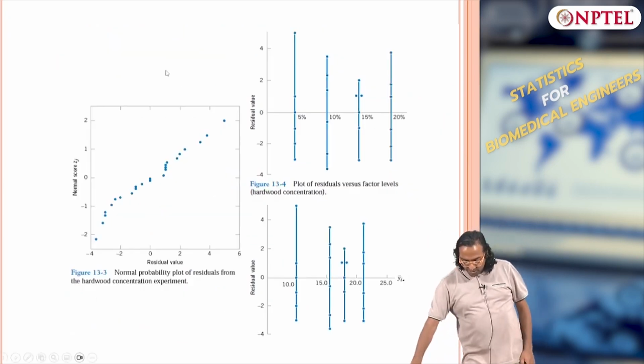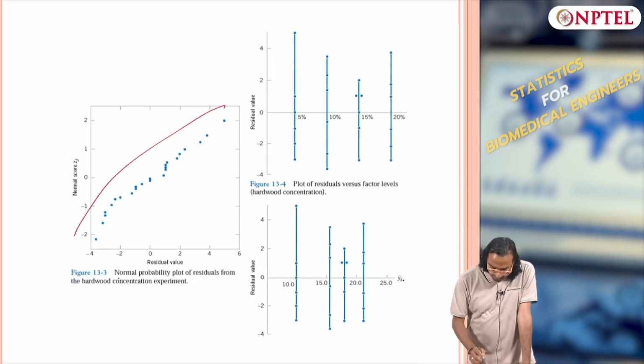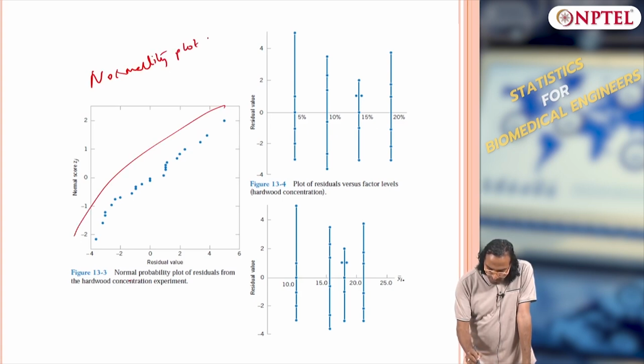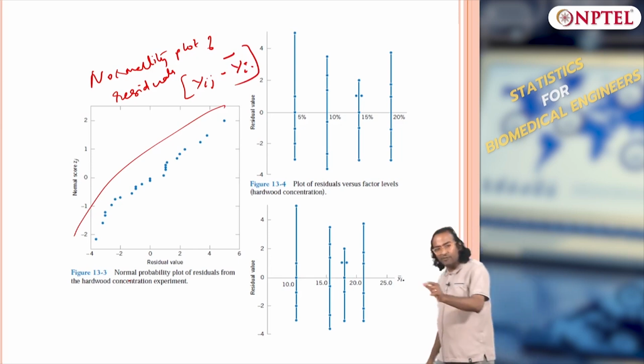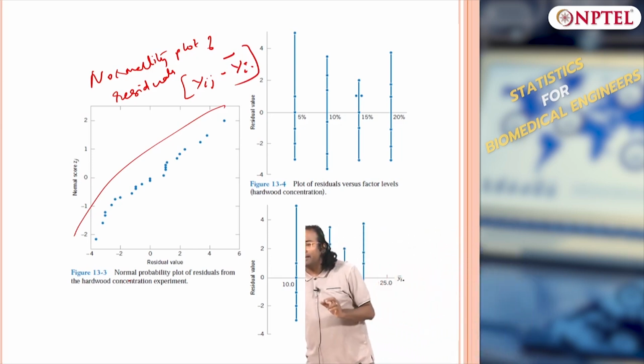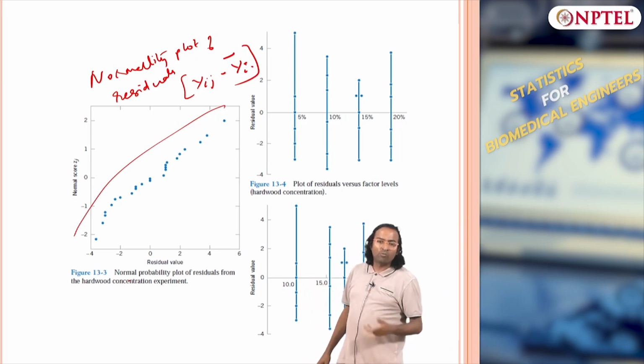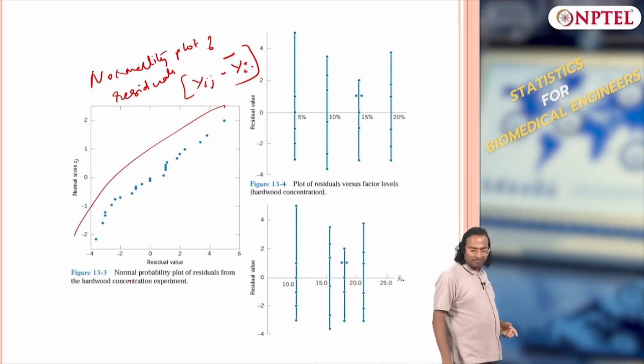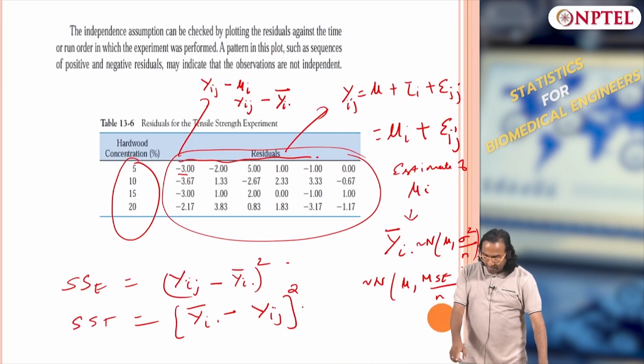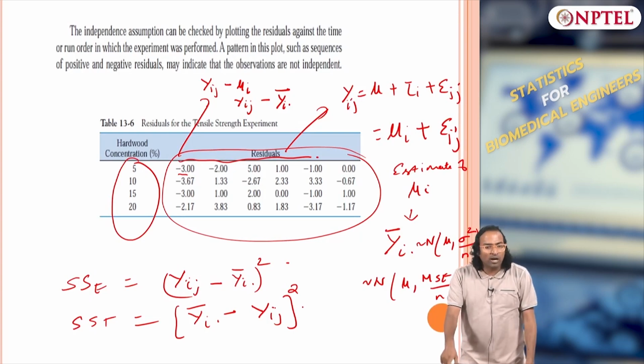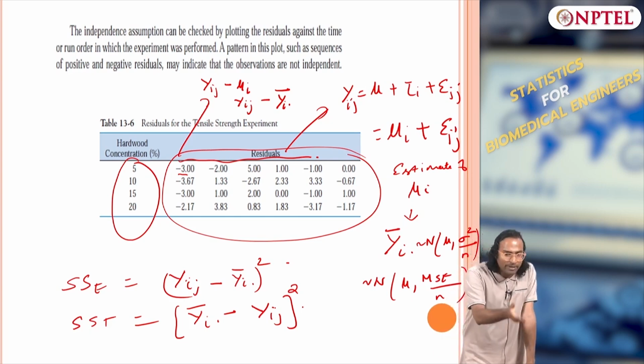So the first thing to check for is the normality plot. Normality plot of the residual, which is Yij minus Yi dot bar. You understand now what the residual is? It is the difference between the observation and the estimate, right. What is the observation? Yij. What is the estimate? The estimate is mu i. The estimate of mu i is Yi dot bar. And the remaining is the residue, which should actually be noise.